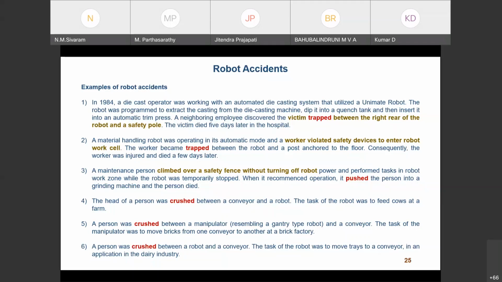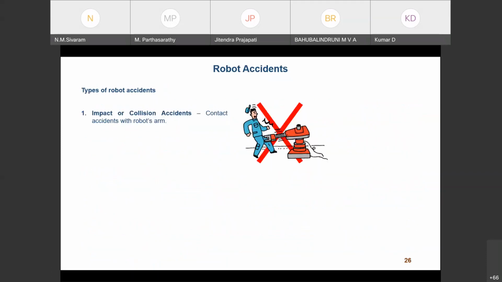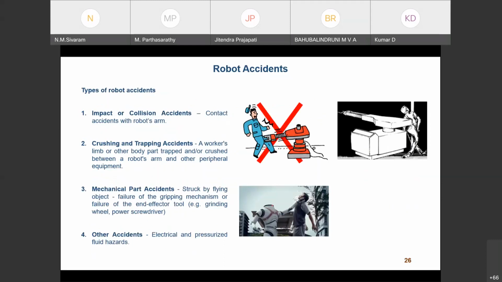So if you see, mostly the type of hazard occurring is the trapping hazard. That means a person is getting trapped between a robot arm and a support, or a person is getting crushed because of the force exerted by the robot. So you can always say that this is the predominant type of hazard existing in industrial robots. What I mean is, these are the four major types of accidents experienced in all the previous history. These are the four different types of robot accidents that have occurred.